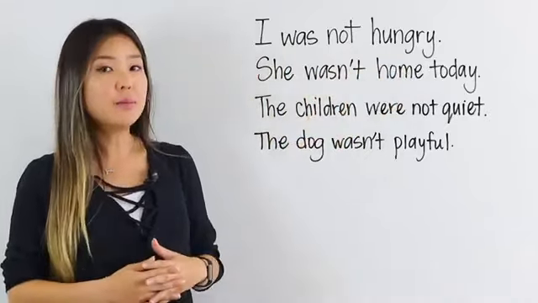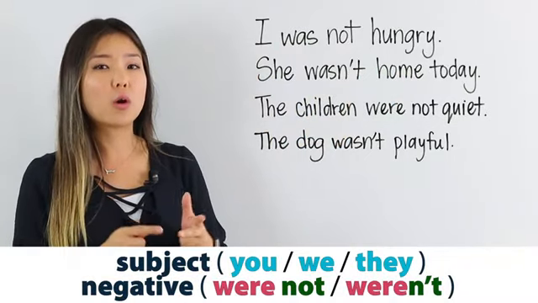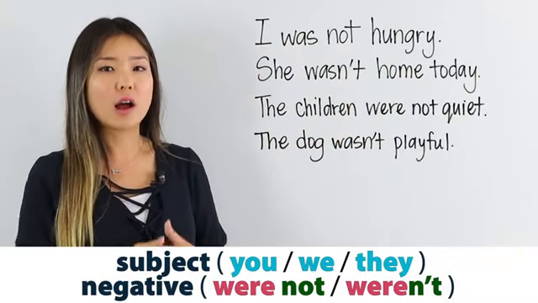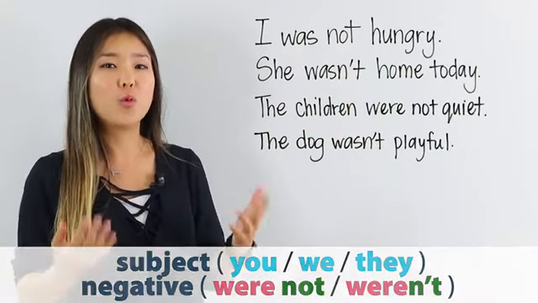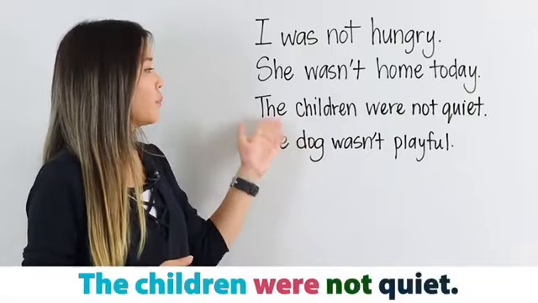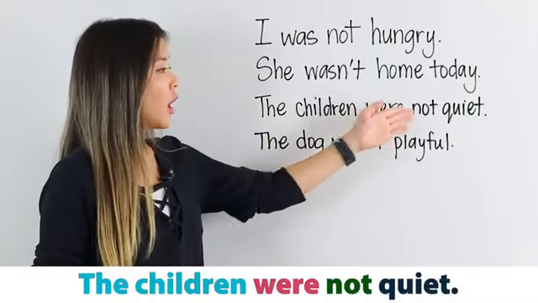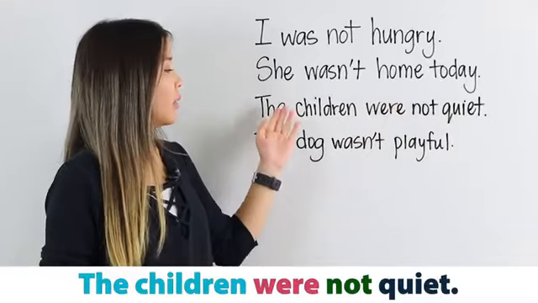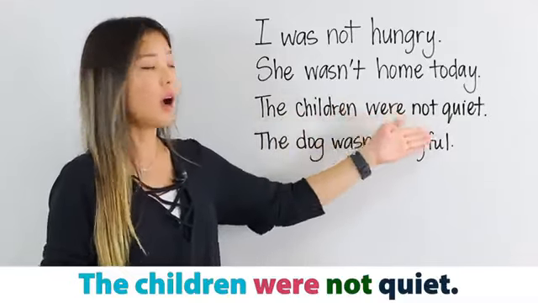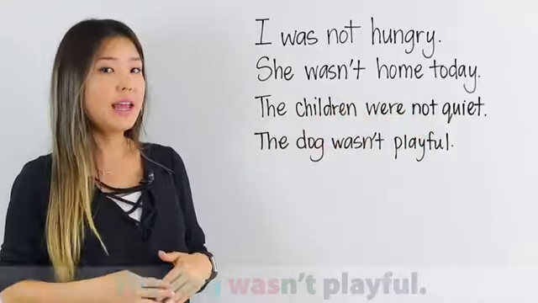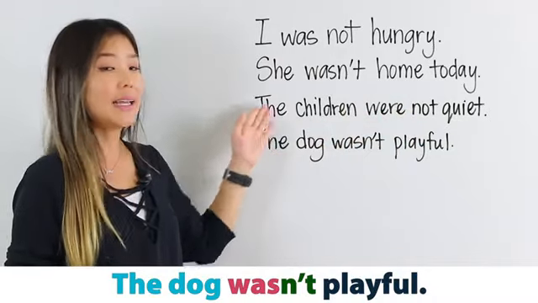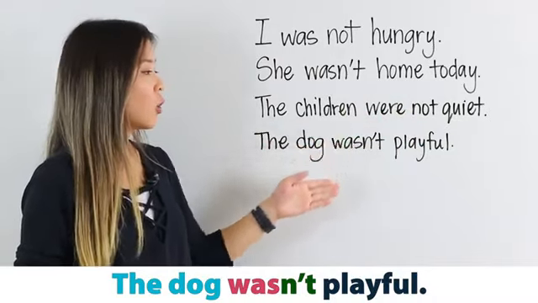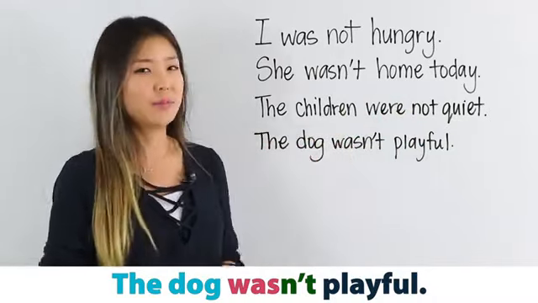Now, if the subject is you, we, or they, we say were not, or the contraction weren't. The children, or they, were not quiet. The children were not quiet. And then the dog, or it, was not, or wasn't, playful.